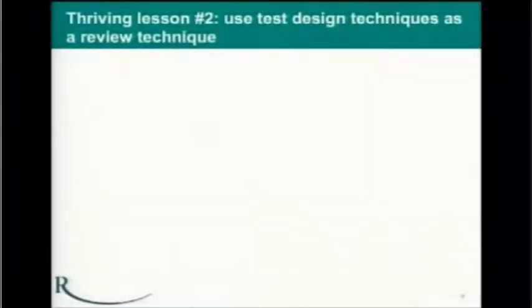We all hopefully use some form of techniques when it comes to testing and designing tests, but have you ever thought of using techniques as a review technique? Let me give you, for instance.